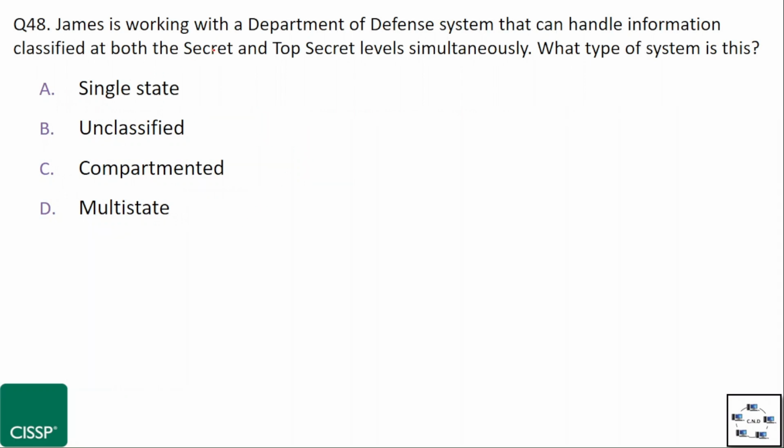Question number 48. James is working with a Department of Defense system that can handle information classified at both the secret and top secret levels simultaneously. What type of system is this? The options are option A, single state; option B, unclassified; option C, compartmented; and option D, multi-state. And the correct option is: a system that can work at the secret and top secret state simultaneously is a multi-state system.